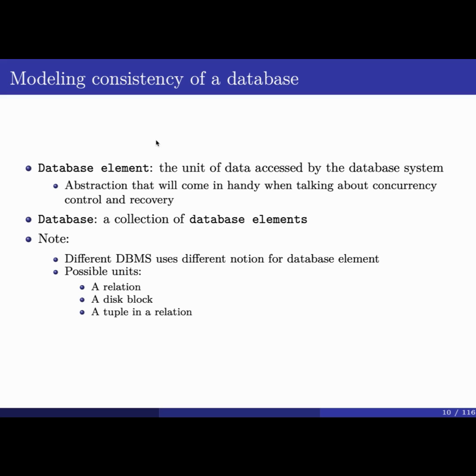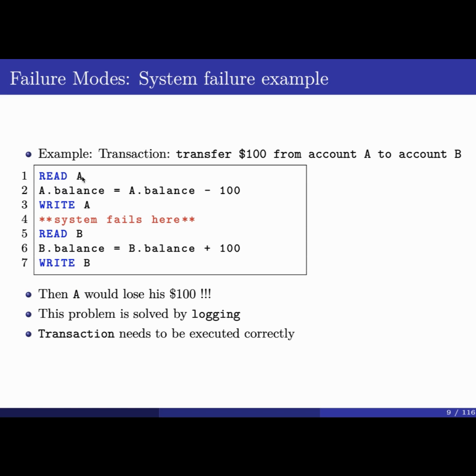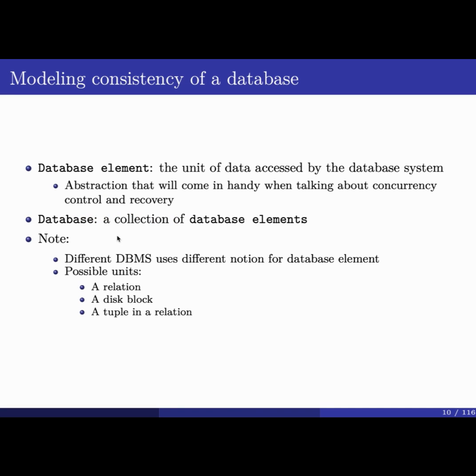So before we work with this, let's take a look at what piece of information we need to retrieve in the database. We call this the database element. The database element is the unit of the database that is going to be accessed by the transaction or the database system. So in this case, for example, A is the database element that we need to access. Generally speaking, a database is a collection of database elements, and many database systems use different notions of the database element.